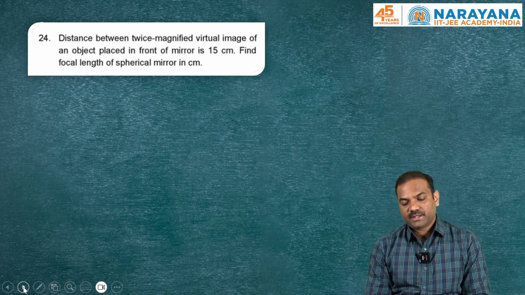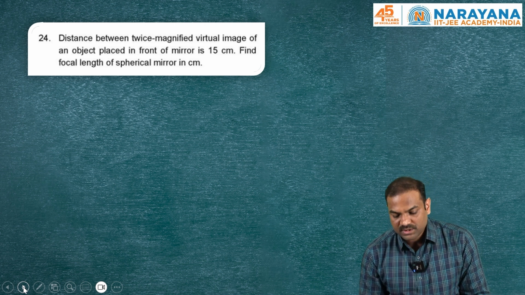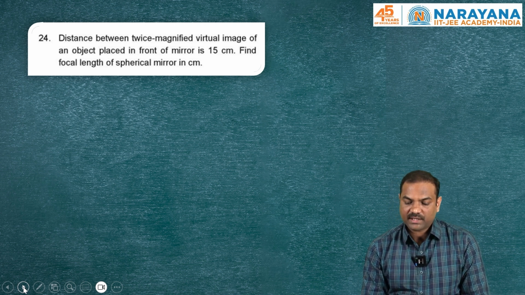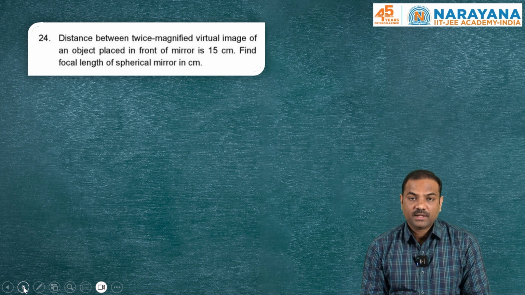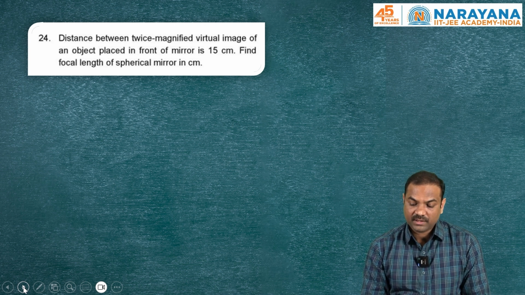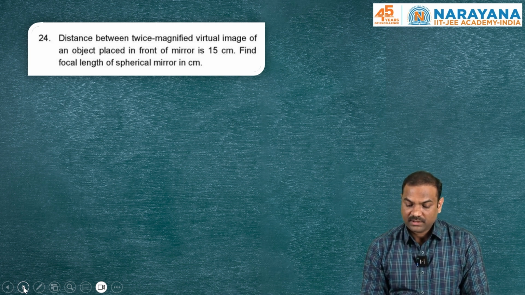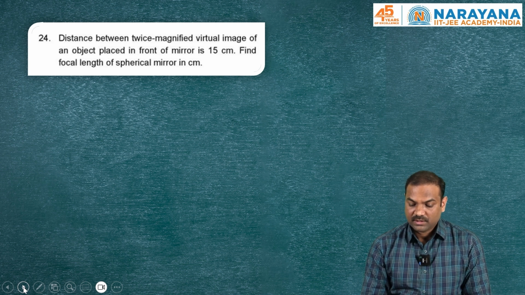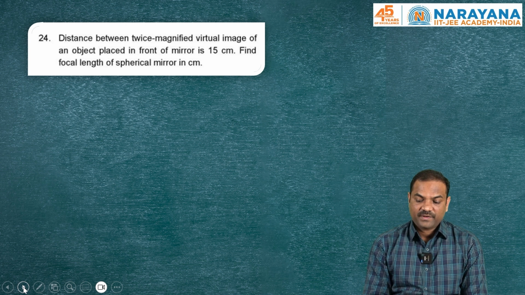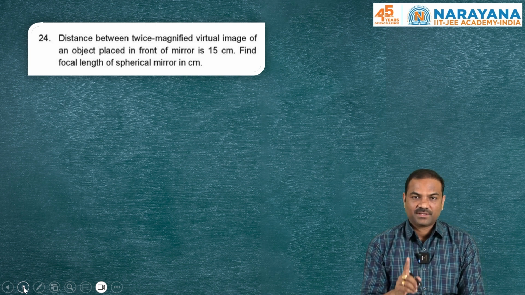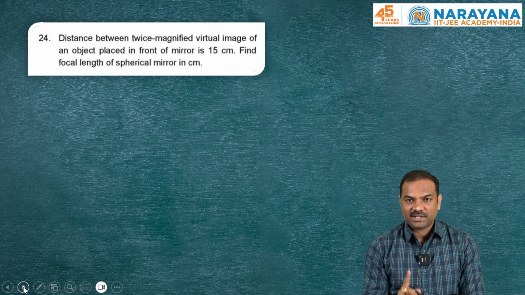So here we go with the next question. The distance between a twice magnified virtual image and the object placed in front of a mirror is 15 centimeter. Find the focal length of the spherical mirror, they are asking. Distance between the object and the twice magnified virtual image. This question is very logically asked.